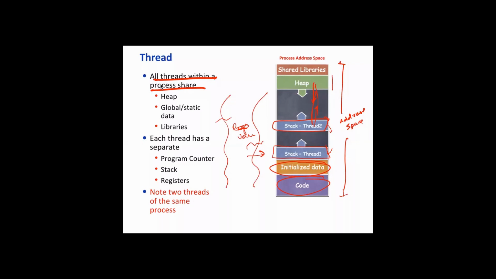Theoretically it is possible, but it's the responsibility of the OS to manage it in such a way that they don't overlap each other, right? And second thing is, of course, there is no privacy between threads, because threads are in the same address space, so they can access whatever they want to.